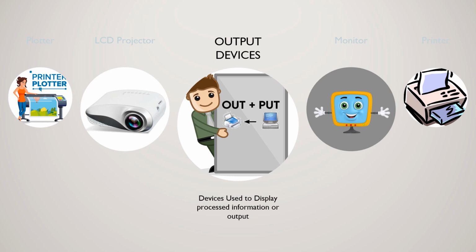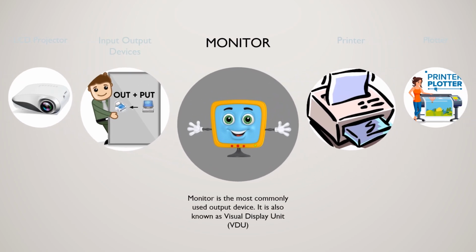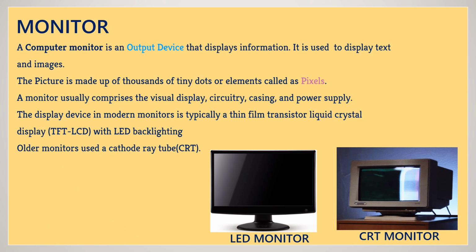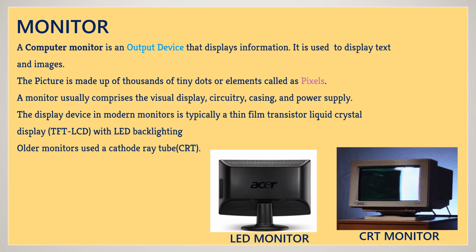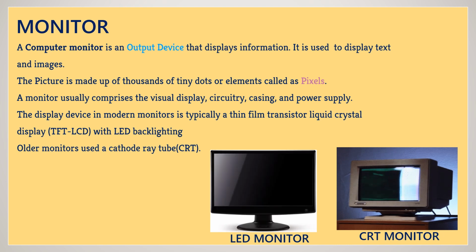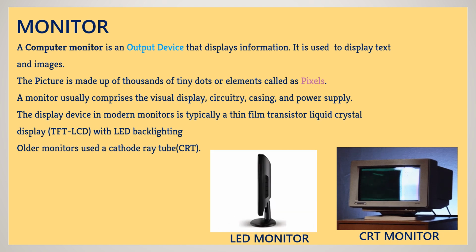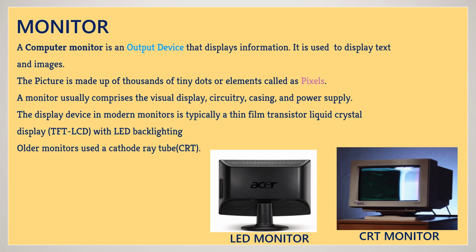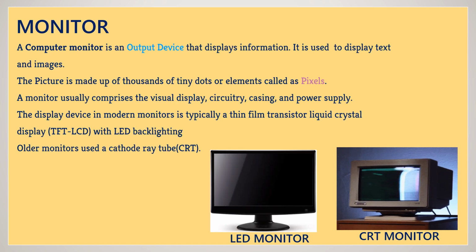So let us see what output devices we have now. Now, the output devices, the first one came running, that is the monitor. It is also known as the VDU or the visual display unit. It is an output device. It displays the information. It displays text as well as images, and the images that it displays, or even the text that it displays, is made up of thousands of tiny dots. They are not visible. We see it as a picture, but it is actually a combination of thousands of tiny dots which are known as pixels.